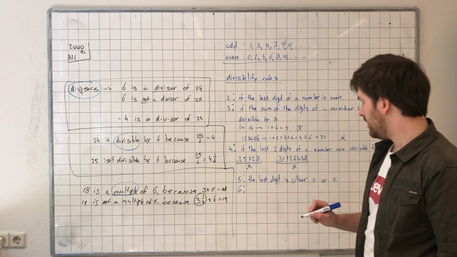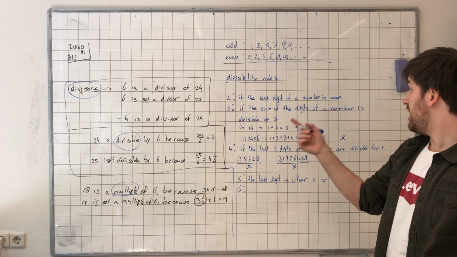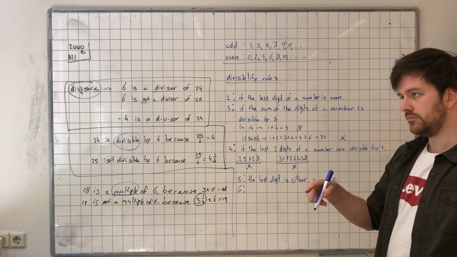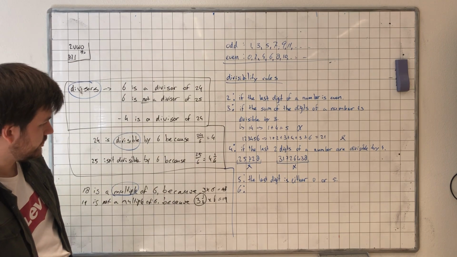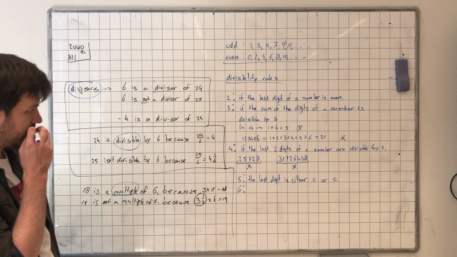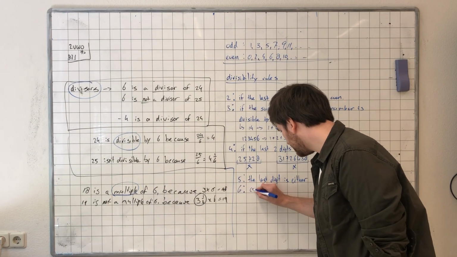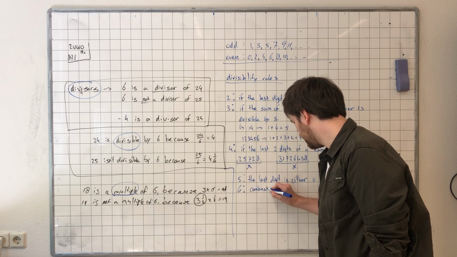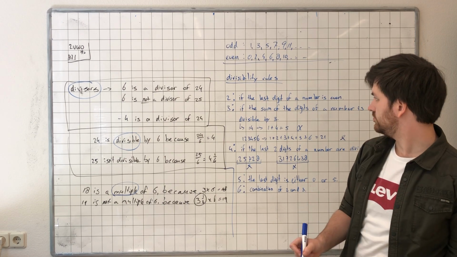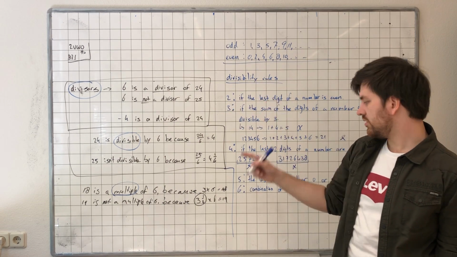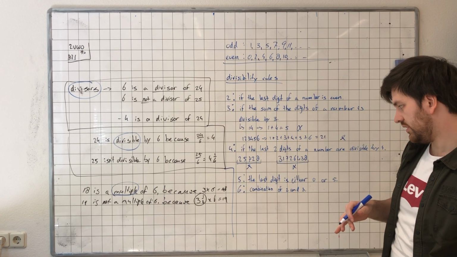6 is basically a combination of these 2. So the last digit has to be even, and the sum of the digits has to be divisible by 3, not by 6. Keep that in mind. It's a combination of 2 and 3. Why is that? Because 6 is 2 times 3. And you'll see that in the last part of this video.